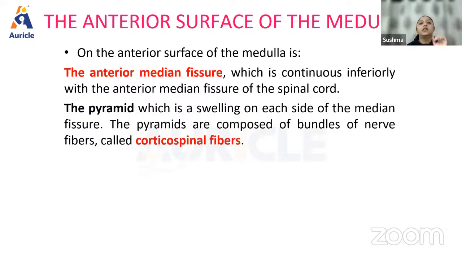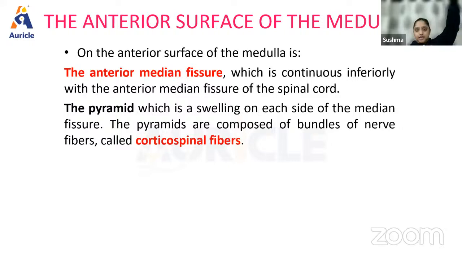That's it. But the more important structure is the pyramid, which is a swelling on each side of the median fissure. The pyramids are composed of bundles of nerve fibers called corticospinal fibers. Are you getting the point? We have a descending motor tract called pyramidal tract, and this tract passes through the medulla, and the fibers of this tract form a swelling, an elevation called the pyramid in the medulla.